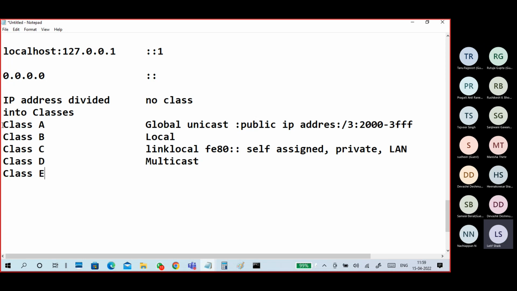In IPv4 we have classes, class A, class B, class D, class E. In these classes only we have multicast and unicast addresses, and private and public IP addresses. But in IPv6, they're separated: public IP addresses, private IP addresses, link local IP addresses, multicast IP addresses, unicast IP addresses. By the header only, you will understand it.